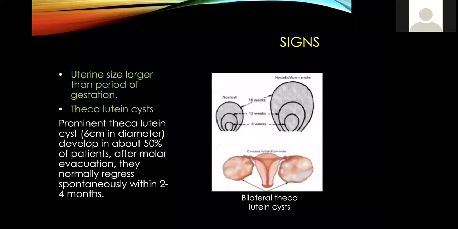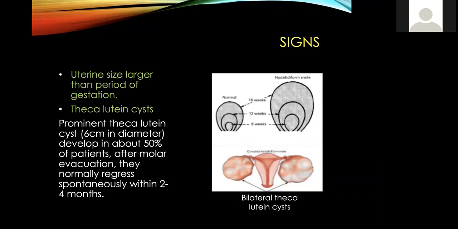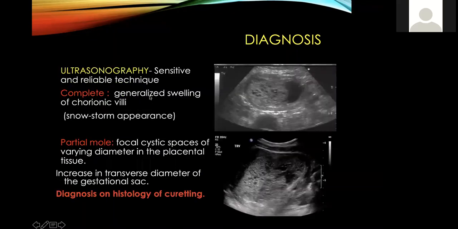There are theca lutein cysts, where you can see the bilateral enlargement of the ovary with theca lutein cysts. It is found in 25%. And these theca lutein cysts are 6 centimeters and more in diameter, and they develop in 50% of patients. Imagine how high the incidence is. So they require an evacuation. However, they might regress spontaneously also within the next 2 to 3 months.